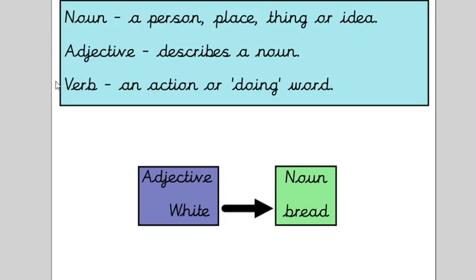An adjective describes a noun. So that's simply a word that goes in front of or after a noun to give it a bit more description, to describe it further. And then finally, a verb is an action, also known as a doing word. And here's an example of how we can use our adjectives and nouns together, especially in our instruction writing. So the noun bread, and we're telling the reader that it is white bread.